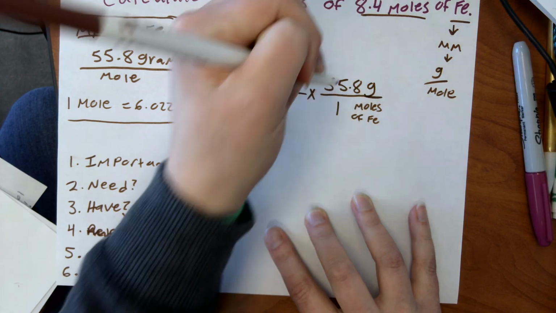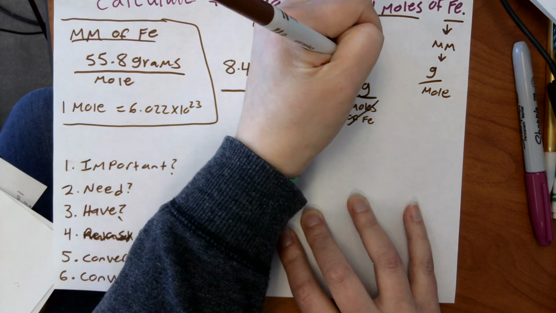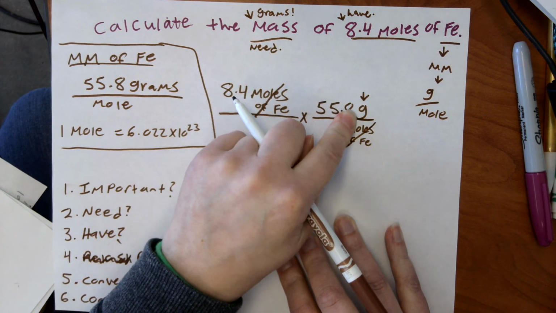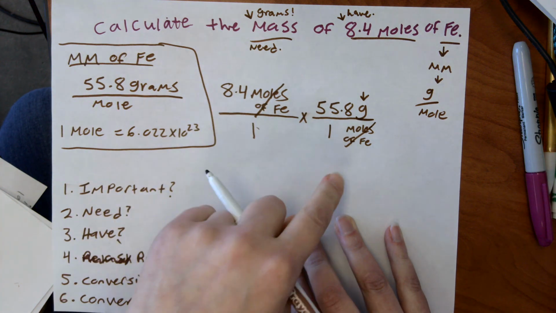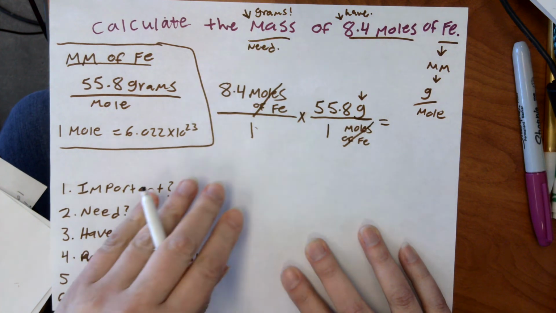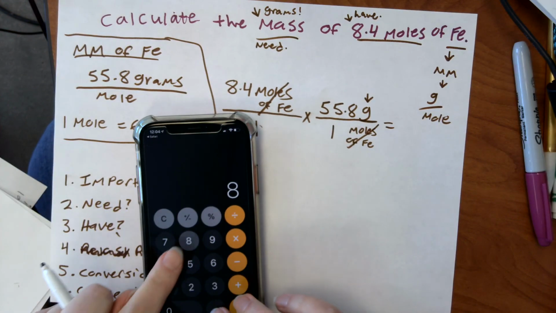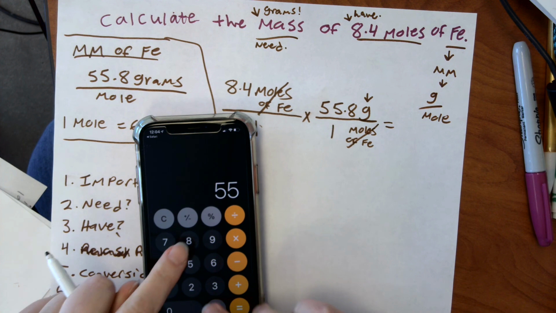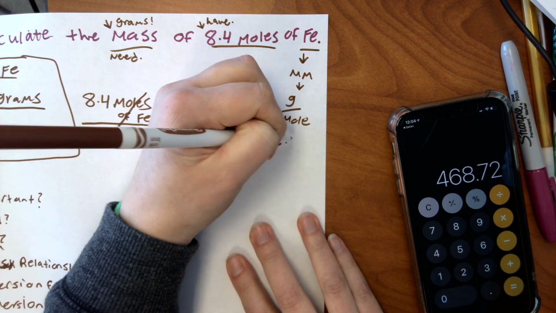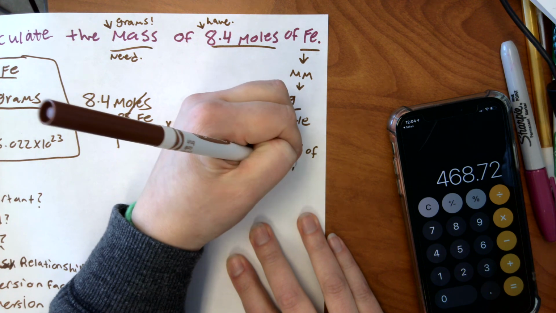55.8 grams. So moles cancels out. We're going to answer in grams. Did we need to find a mass? Yes, we did. So we don't need to write any more conversions. We have a 1-step conversion problem. So all we have to do is solve this. And that's easy enough. So 8.4 times 55.8 should give us 468.7 grams of iron.